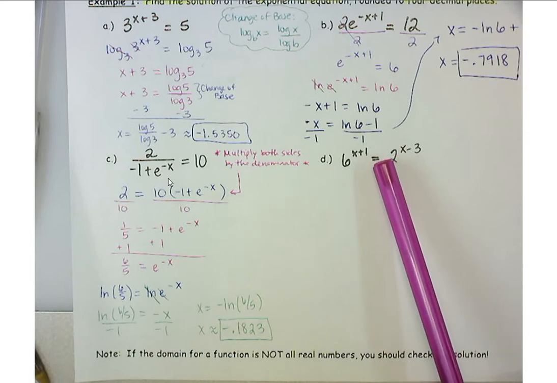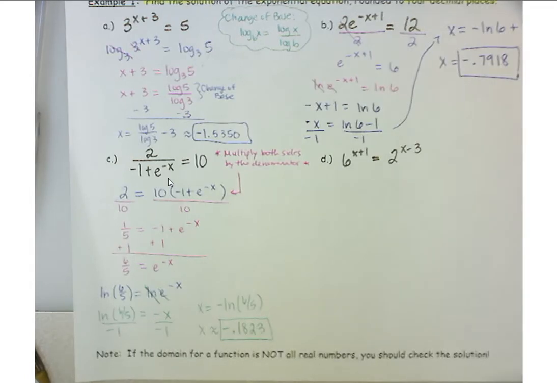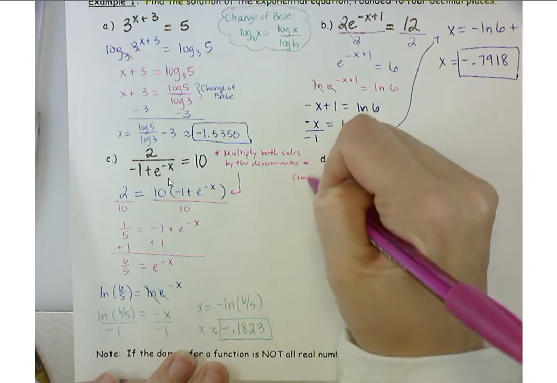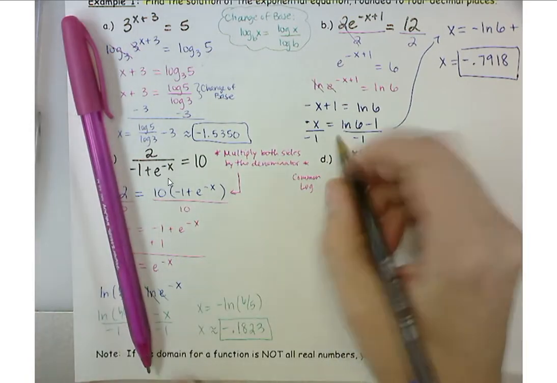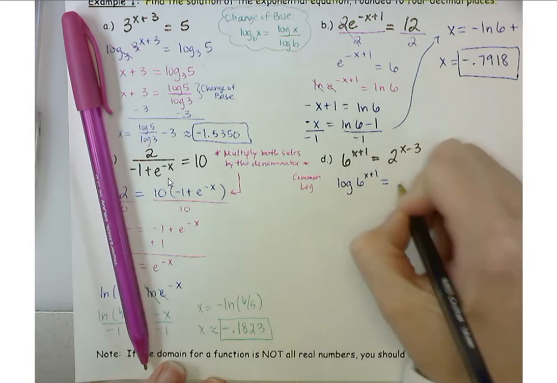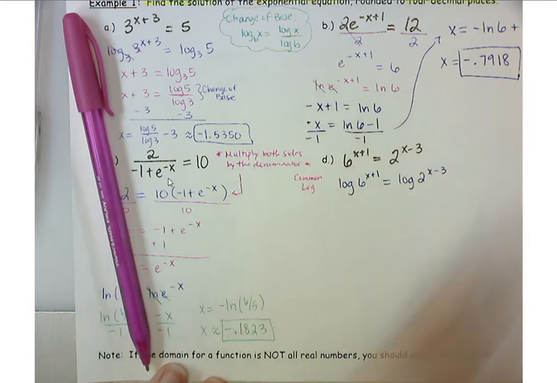Both would have to be log base 6 or both would have to be log base 2, or I could take what else? I could just do the common log, or I could do the natural log. Okay, I am just going to use the common log. So if I take the common log of both sides, and I'll narrate what we're doing here, I'm going to do the common log of both sides, which would make this the log of 6 to the x plus 1, and the log of 2 to the x minus 3.